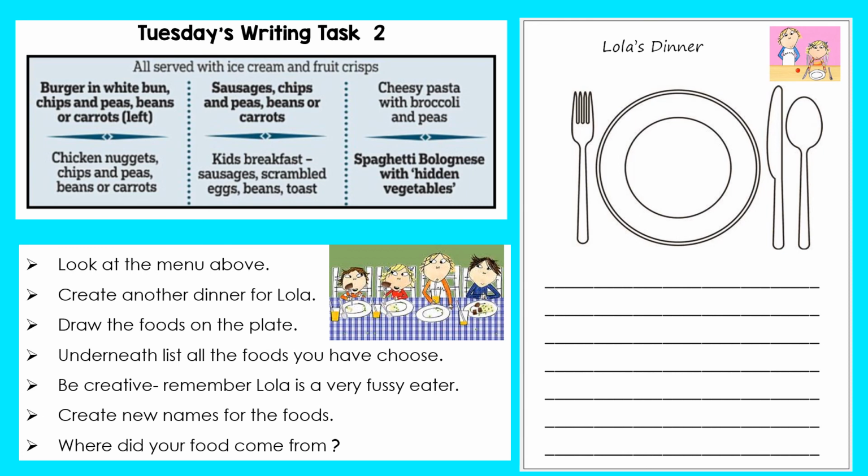So over here on this worksheet, I want you to draw a picture of the foods you're going to give her. Then under here, I want you to list the foods. What names are you going to come up with for the foods? We know that peas are green drops, and we know that carrots are orange twiglets. But what could it be? What could a burger be? What could chips be? What could beans be? And what could you come up with for spaghetti bolognese? So think up a really creative name for them, and where would you get them from? I'm really looking forward to seeing what kind of dinner you can come up with for Lola.